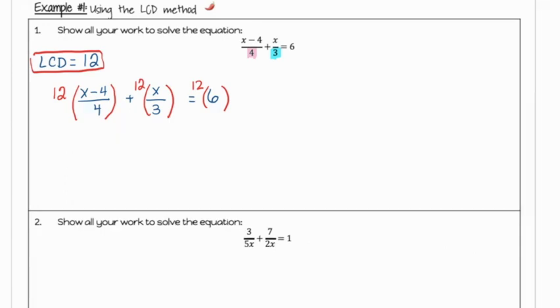So I look at this 12 and I'm dividing it by 4. What is 12 divided by 4? 3. So the 3 stays on top because that 3 is a whole number. I'm going to do it again. I'm looking at this 12 and this 3. What is 12 divided by 3? 4. So this denominator gets canceled out and I'm left with a whole number of 4. For the 6, there is no denominator, so there's nothing I could cancel out. Now I'm left with 3 times the quantity x minus 4, plus 4 times the quantity x, equals 12 times 6. So I went from having something that had fractions to something so much easier for me to solve. So now I'm going to solve this.